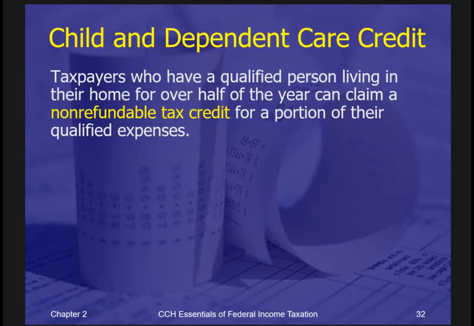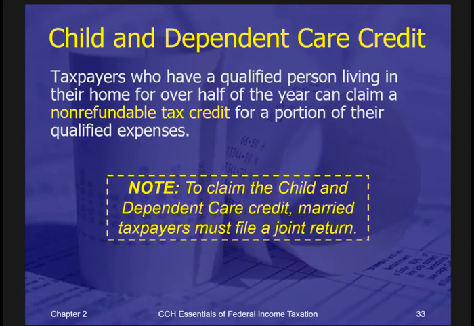Child dependent care credit, much more complicated. This is for those who have someone in their home that needs to be taken care of, watched, or have somebody with them while they go to work. So if you're married, you have to file a joint return. So this is a penalty for those filing separately. They cannot do that.